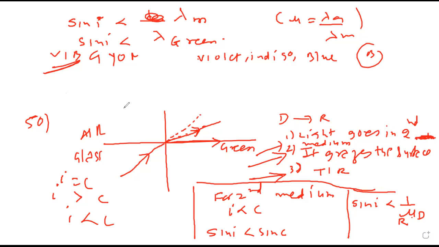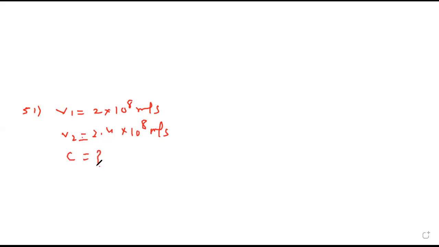51. Two mediums are separated by a plane surface, having speed of light as 2 into 10 raised to 8 meter per second and 2.4 into 10 raised to 8 meter per second. Critical angle, that is C, when a ray of light is going from first medium to second medium. So that means first medium is denser and second medium is rarer.